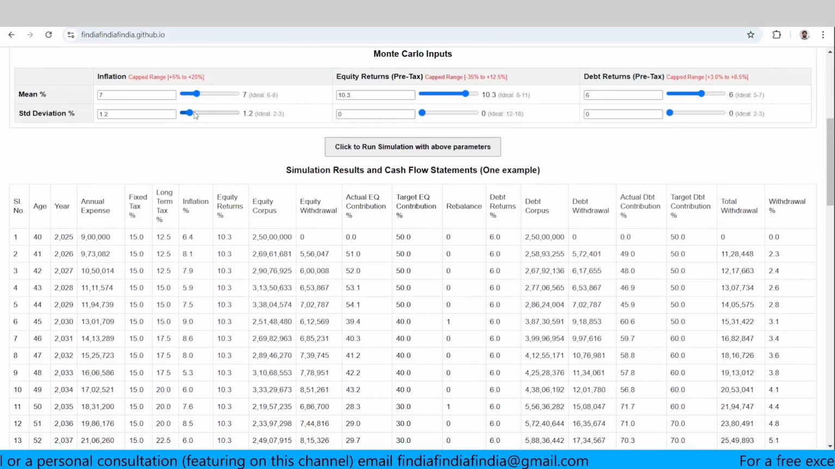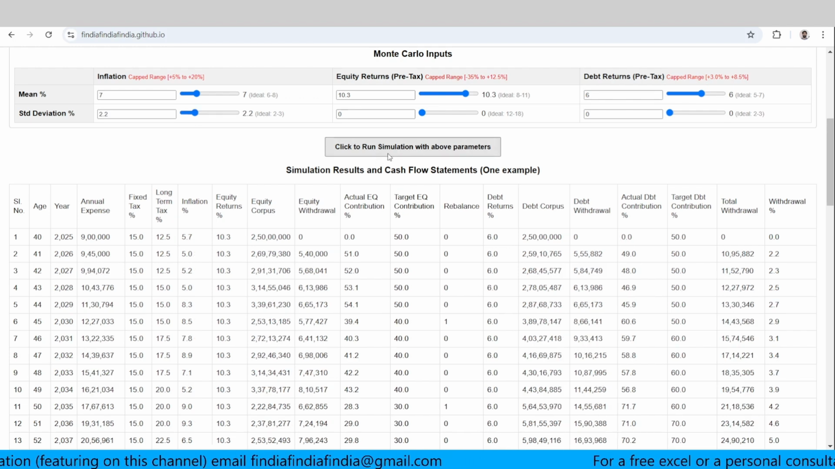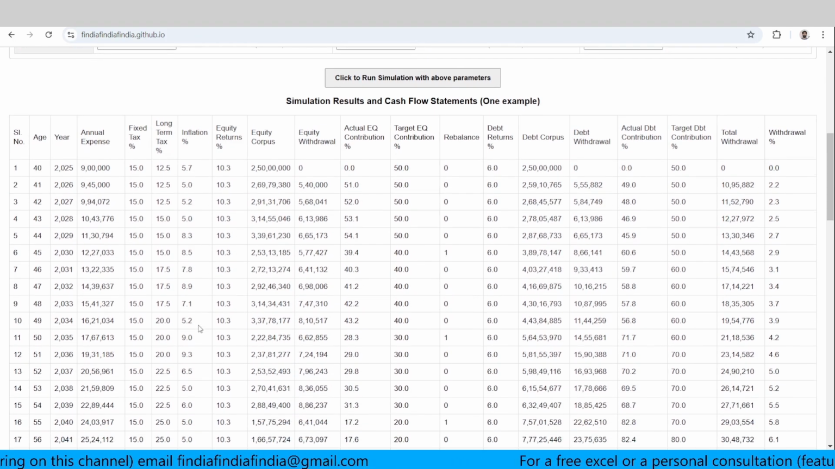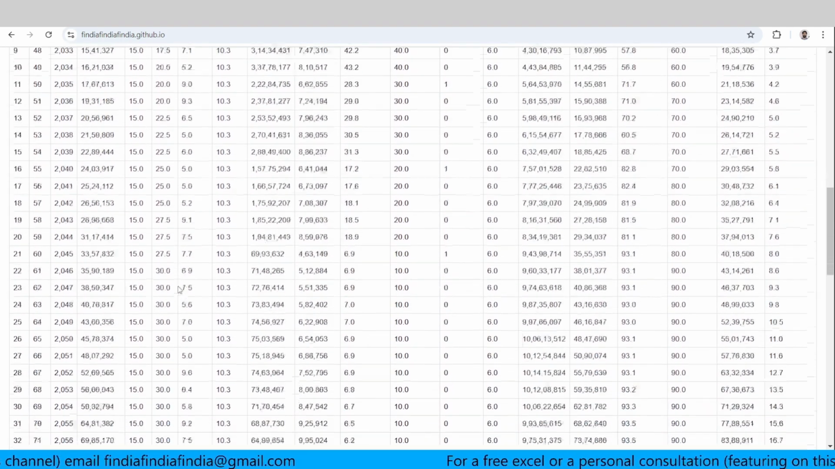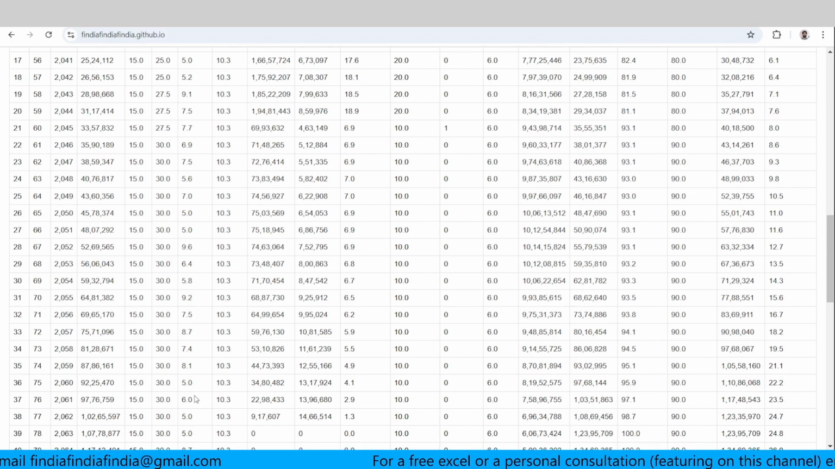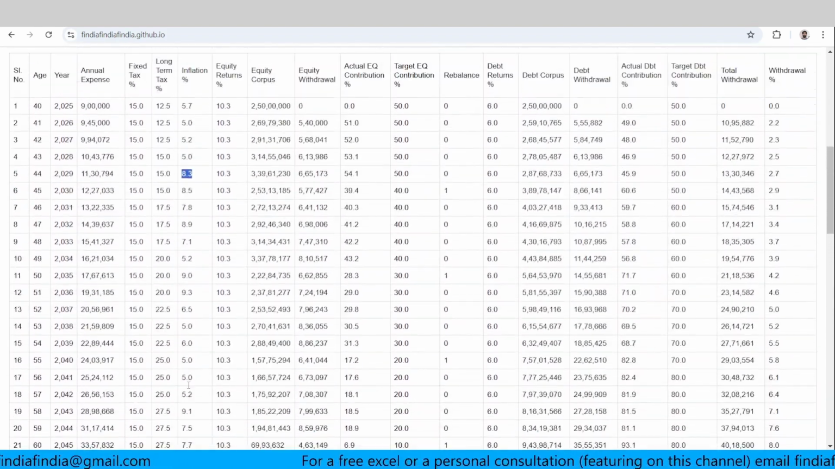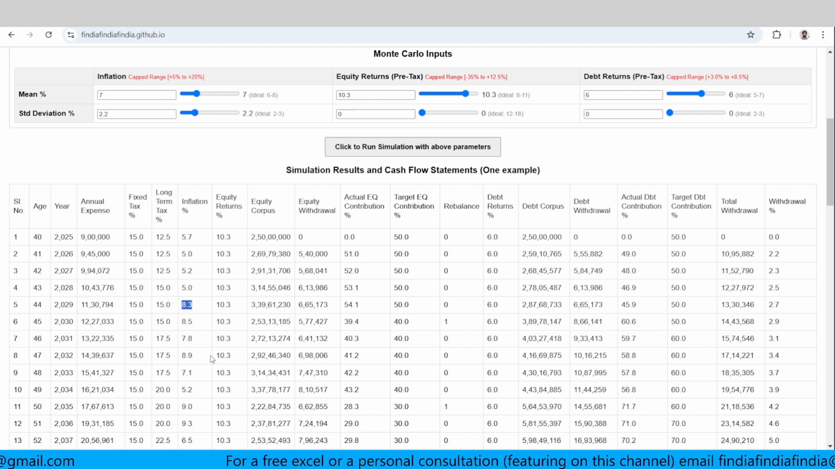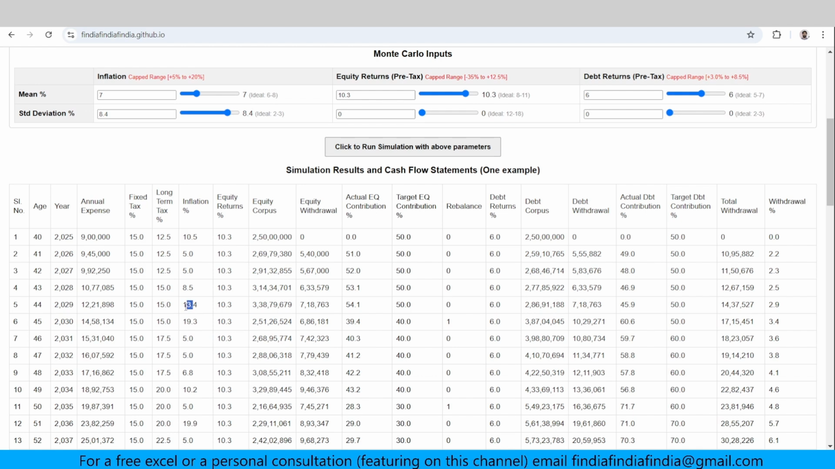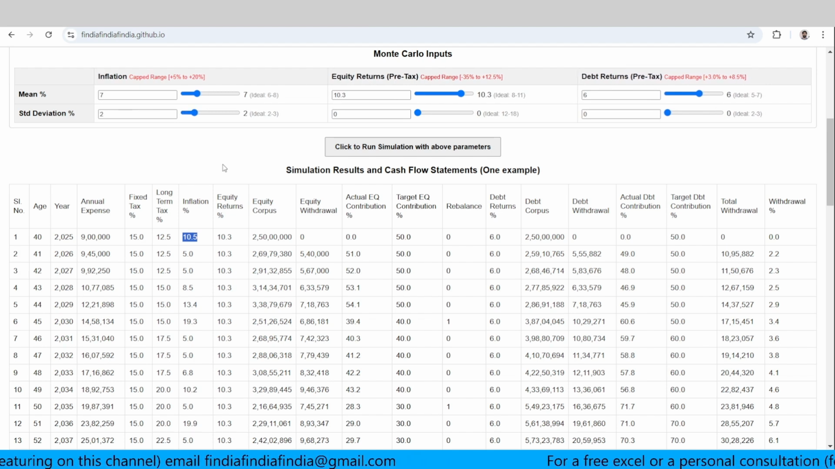If I change this 1.2% to say 2.2% standard deviation, look at the way inflation is changing, right? 9.3%, 8.5%. Even to the point that it's going beyond 7% for sure. It's not fixed, right? And if I take it even higher, you can see 13.4%, 19.3%, hyperinflation. But I would recommend that the ideal thing should be between 2 and 3, and 2 to 3 is far better than taking a fixed inflation of 7%.